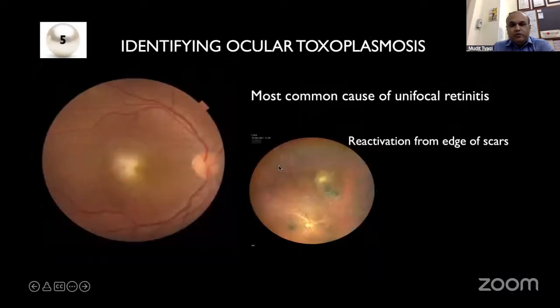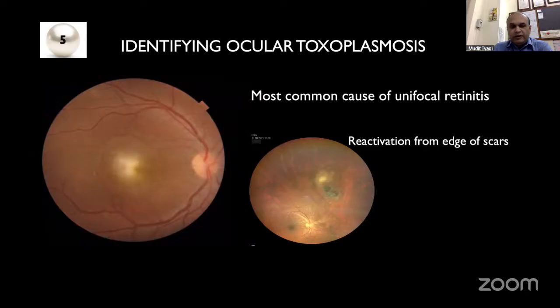From syphilis, moving on to one of the most common causes of a unifocal retinitis. Whenever you see a patient with a unifocal retinitis, your first differential should be an ocular toxoplasmosis. Also, what you need to remember is that sometimes you may see a retinitis lesion at the edge of a scar. If you see a retinitis lesion at the edge of a scar, you are nearly sure that you are dealing with a toxoplasma. So toxoplasma lesions recur from the edge of a scar. And a unifocal retinitis, again, the most common differential is a toxoplasma. So whenever you see a unifocal retinitis, think of toxoplasma as one of your differentials.